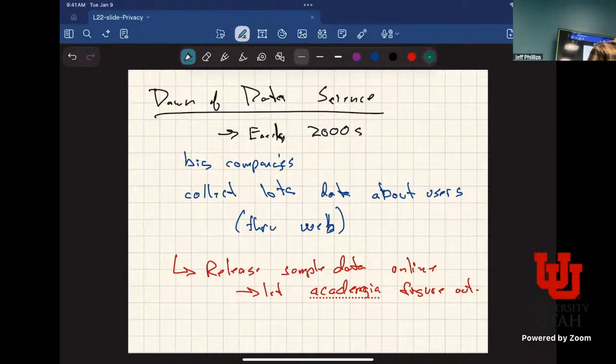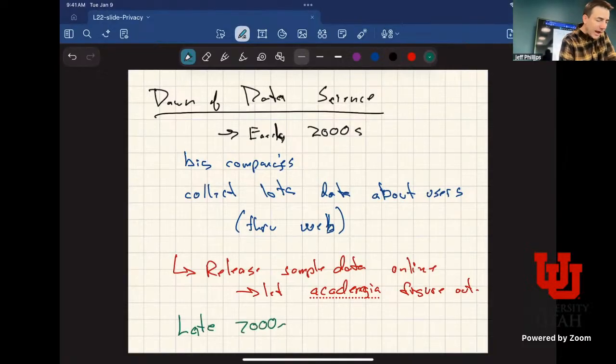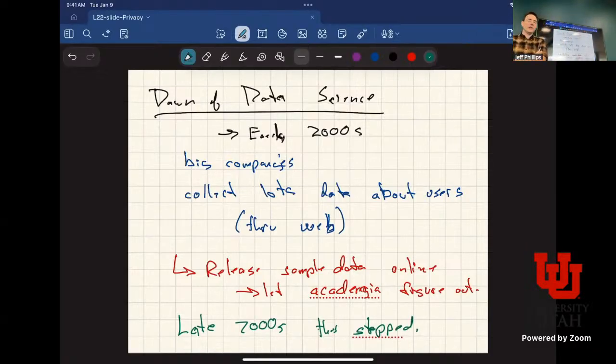And so this was great. It still happens to some extent, but basically in the late 2000s, this so stopped. Okay, it didn't entirely stop. There's still some release of data, but it's far less common, especially proportional to the amount of data they're collecting and to the amount of access we had to it, right?